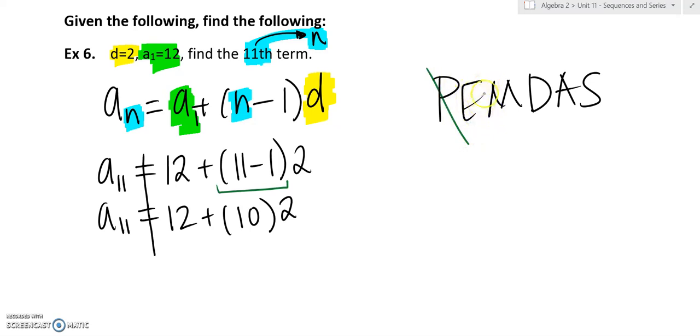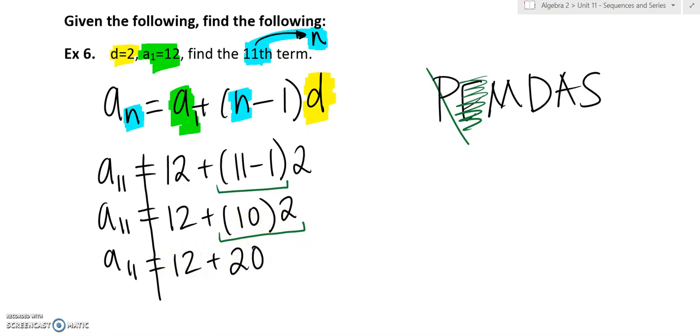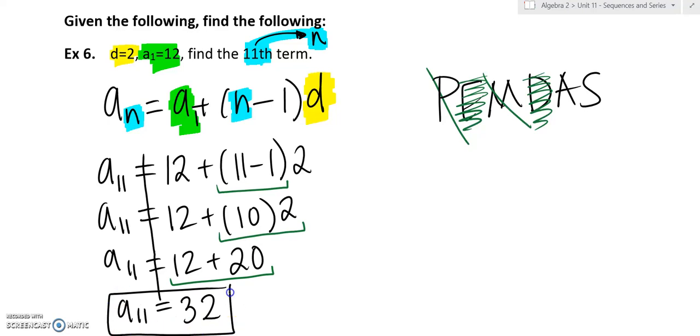E is exponents. I do not have any exponents, so I don't have to worry about that. Next is multiplication. I do have some multiplication. I'm going to go ahead and multiply 10 times 2, and I end up getting 20. Okay, did that. D is division. Don't have to worry about it. A is addition. I have adding. I'm going to go ahead and add those two pieces. 12 plus 20 gives me 32. So I end up getting A sub 11 is equal to 32.